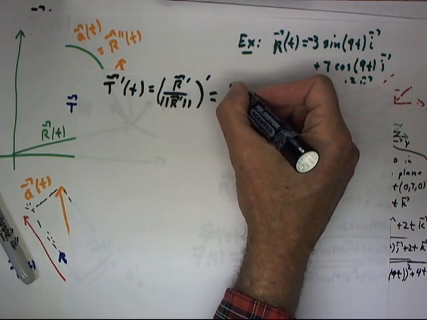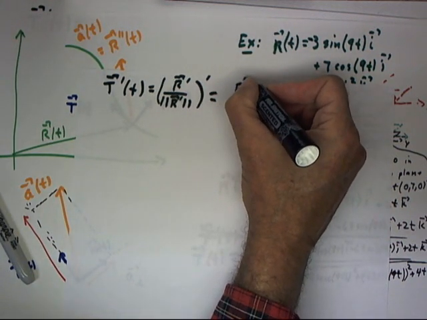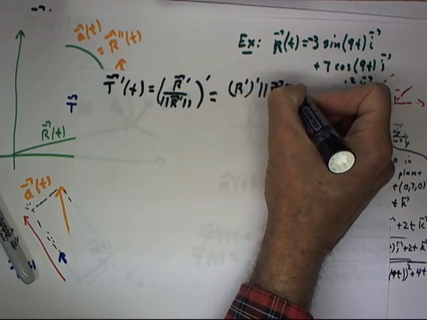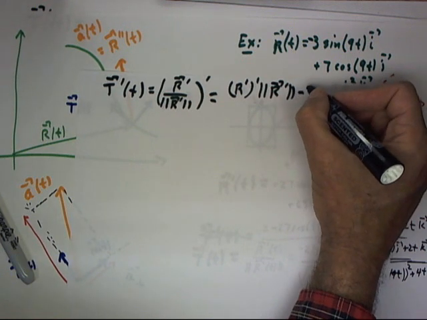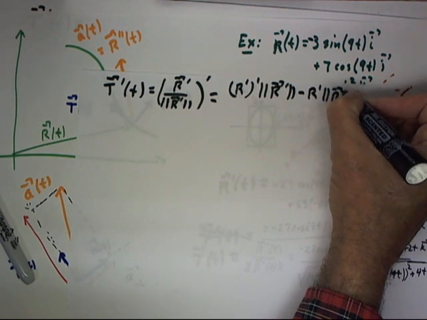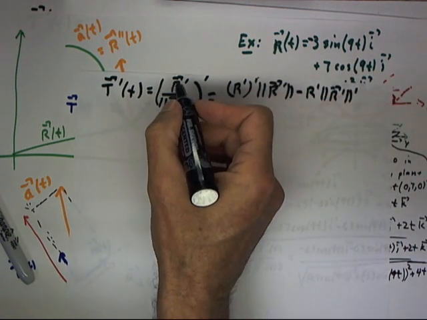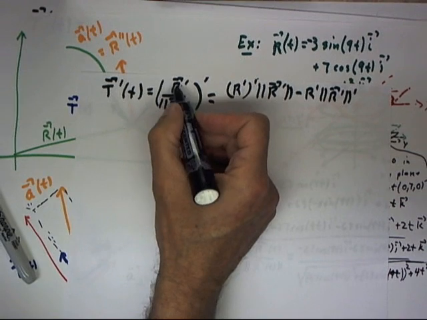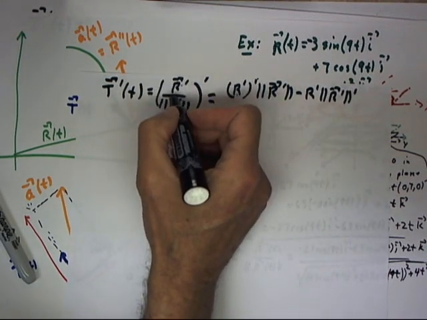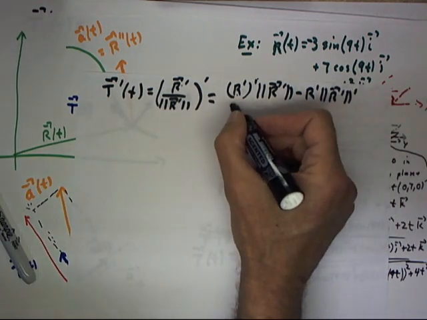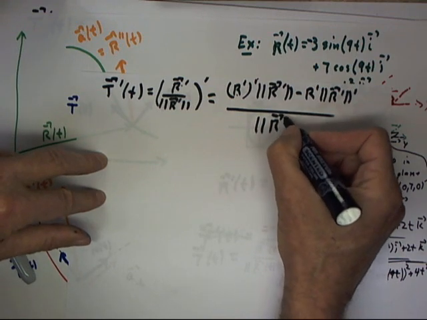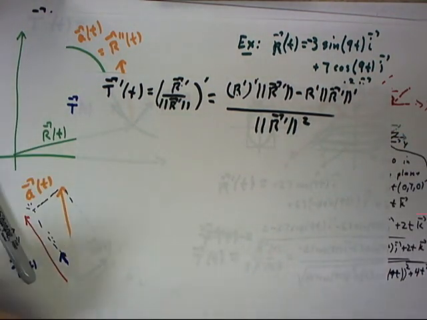We find that the derivative is r double prime times the magnitude of r prime minus r prime times the magnitude of r prime prime. In other words, if this is f over g, f prime g, which would be this, minus f g prime, which is this. And then, of course, that would all be over the magnitude of r prime quantity squared.